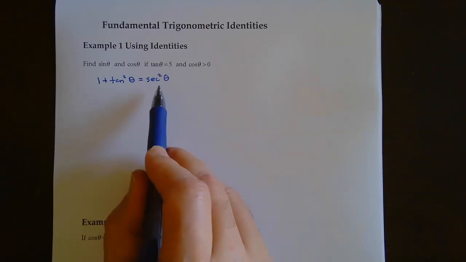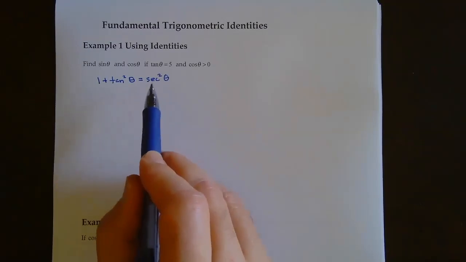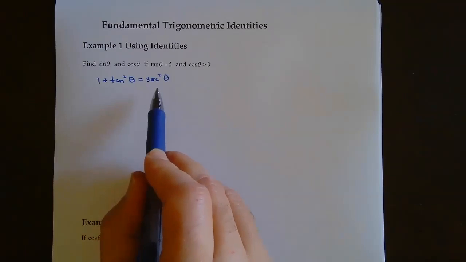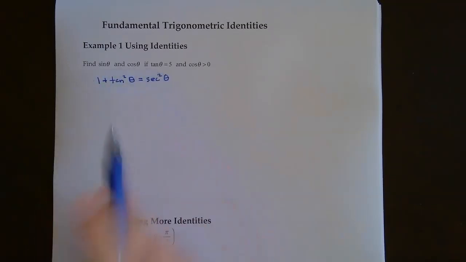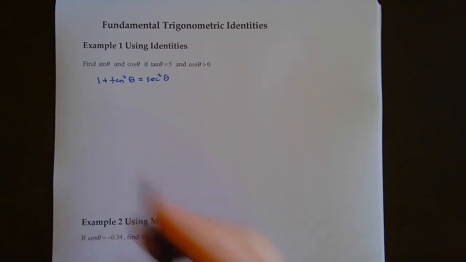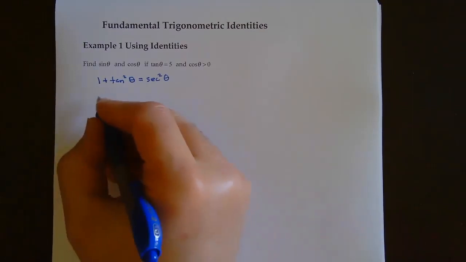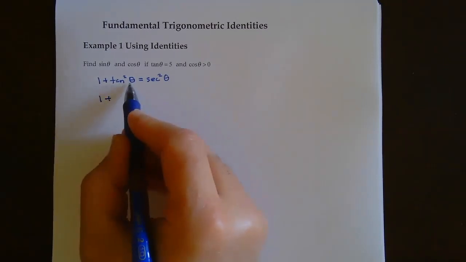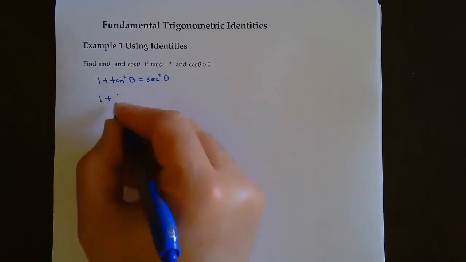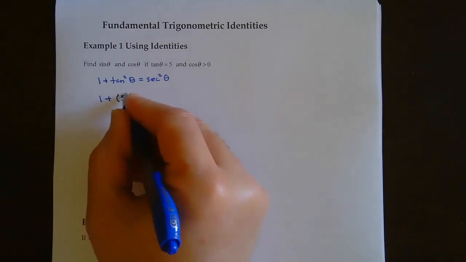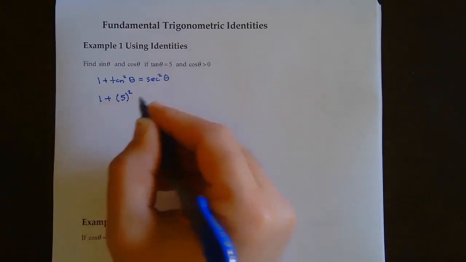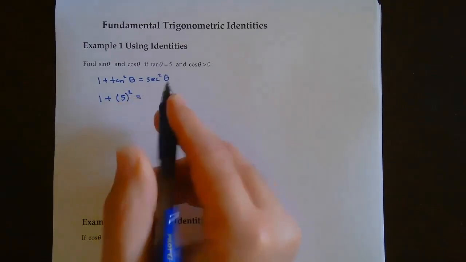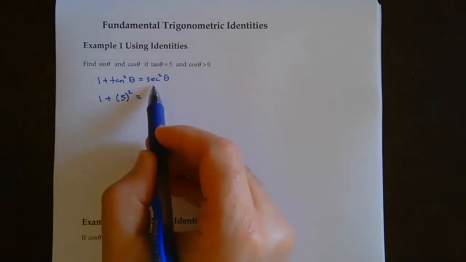Well, I know secant theta can be written as 1 over cosine theta. So this can be converted to an equation with just one unknown, cosine theta, and I can solve it. That's actually what we're going to do. So this is going to be 1 plus, and then tan theta is 5. This tan squared theta means we take whatever tan theta is and square it. And this is equivalent to secant theta written as 1 over cosine theta.